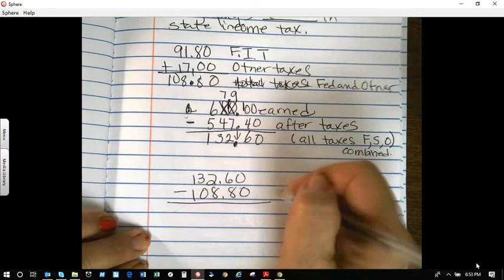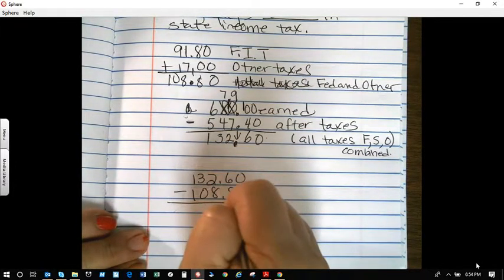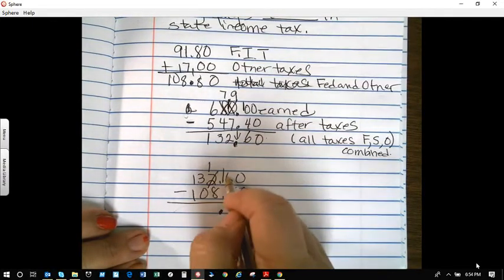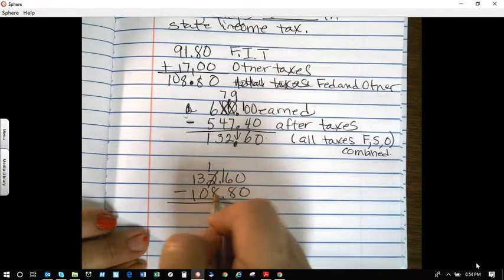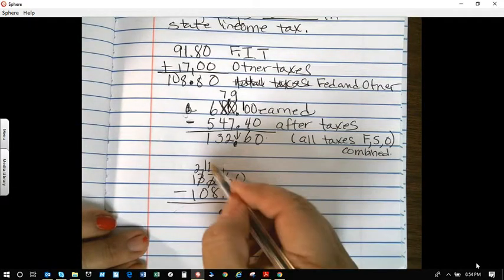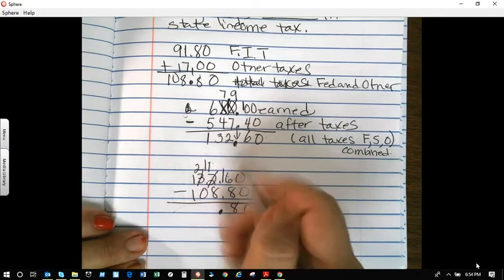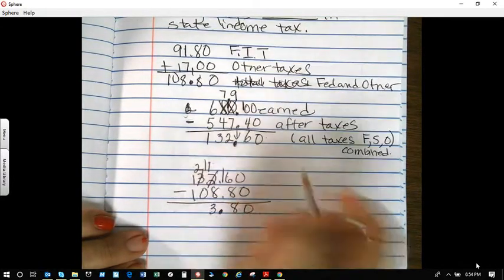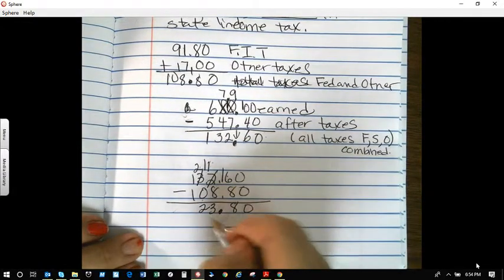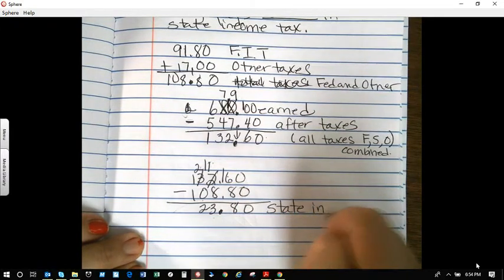be my state. So I have 0, regroup, because I can't take 8 out of 6, bring down my decimal. This becomes a 1. 16 minus 8 is 8, can't take 8 from 1, so I'm going to regroup that and bring that over to my 1's place. So I need to take 8 out of 11, and that gives me what? There you go, 3. So 2 minus 0 is 2, and so my total equals $23.80. So this is going to be state income tax.